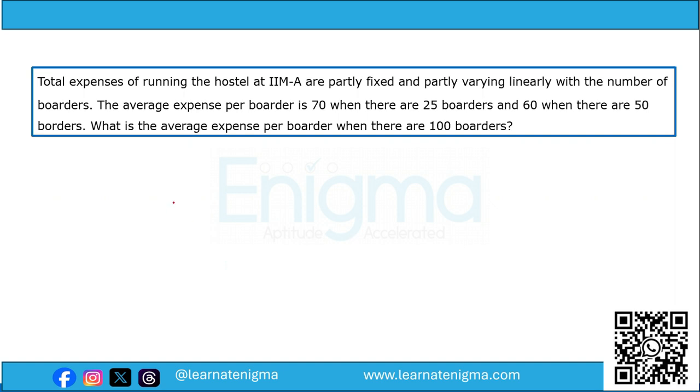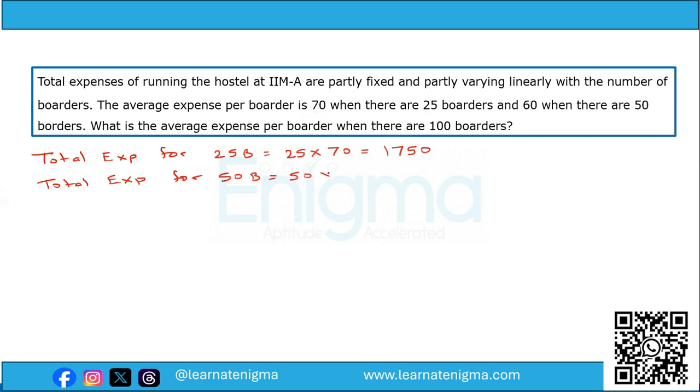Now, the average expense per boarder is 70 when there are 25 boarders. That means the total expense for 25 boarders will be 25 into 70. That is 1750. And total expenditure for 50 boarders will be 50 into 60. That is 3000.